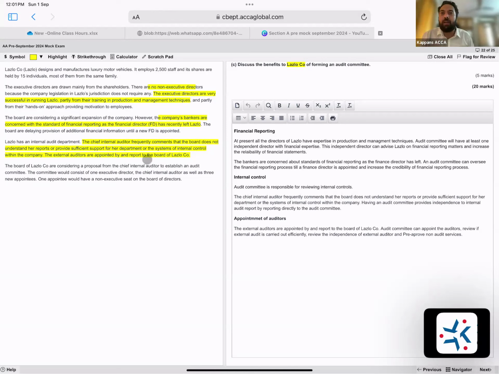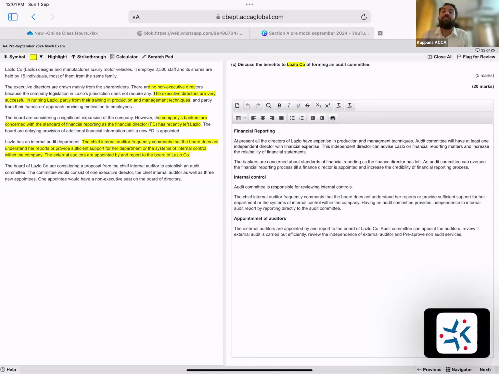And external auditors are appointed by the board of Laszlo. We have learned that an audit committee can propose who should be appointed as auditors, and the audit committee can review whether auditors are independent, pre-approve any non-audit services provided by the auditor, and verify if the external auditor is conducting the external audit activities efficiently and effectively.